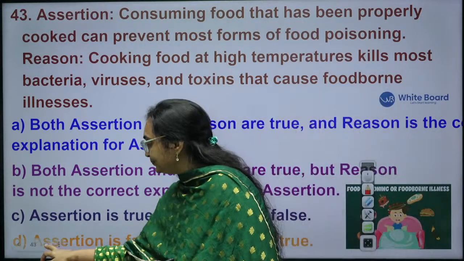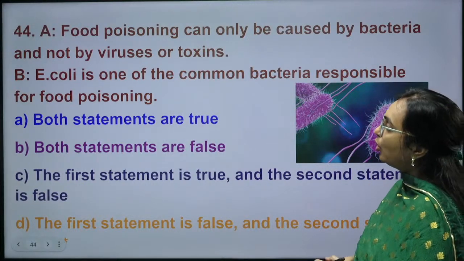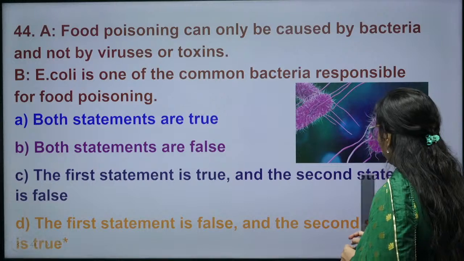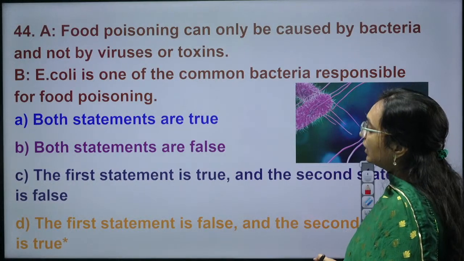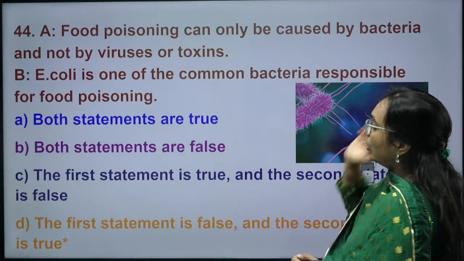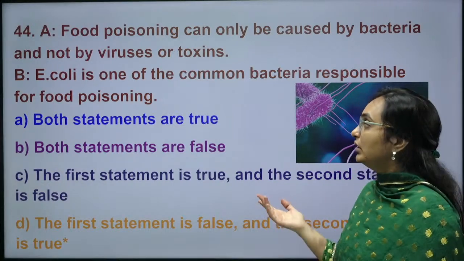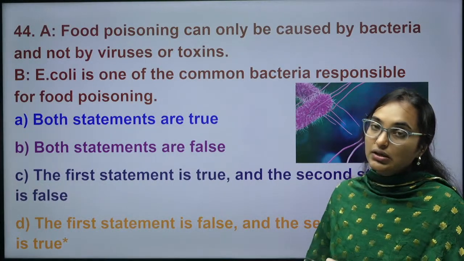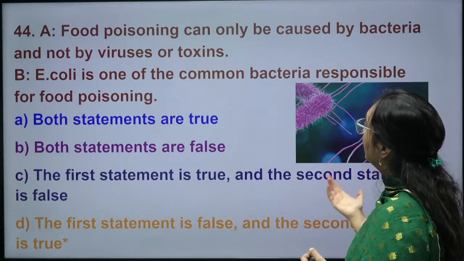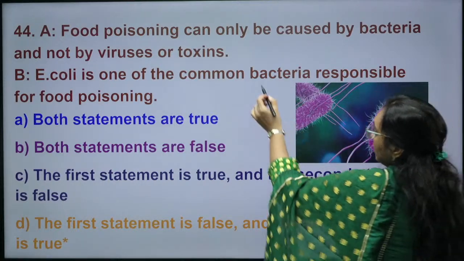Next question. Food poisoning can only be caused by bacteria and not by viruses or toxins. No, food poisoning can be due to any of the viral, improper maintenance. So the food can be infected with bacteria, any toxins. So food poisoning is a result of bacterial, viral infections and toxins also. So the first statement is not correct.